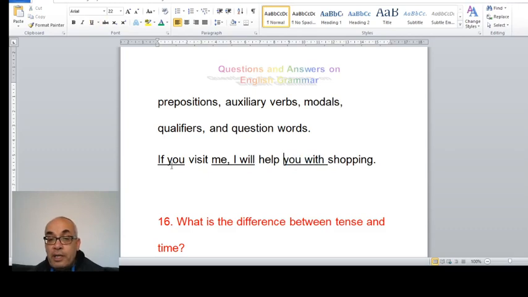So all these words which I underline for you are function words. What does this mean? It means they have little meaning in the sentence. They only help us to give more meaning in the sentence. But the important words are the content words.